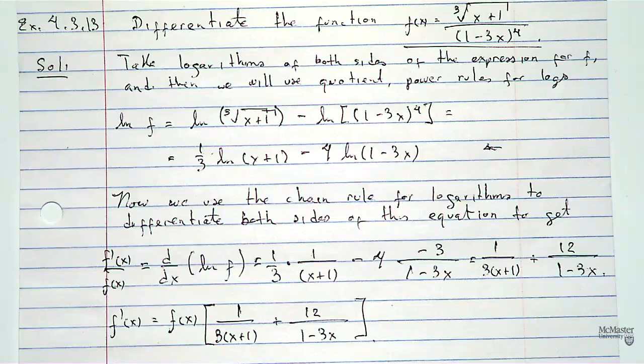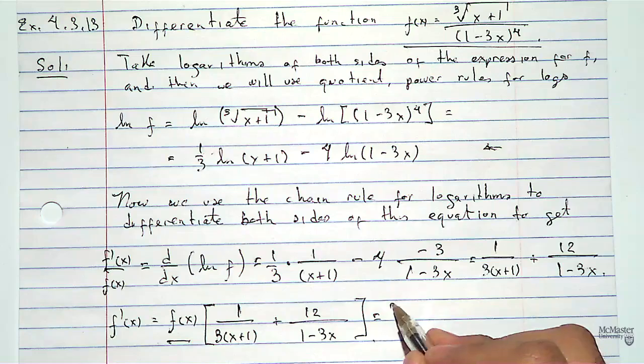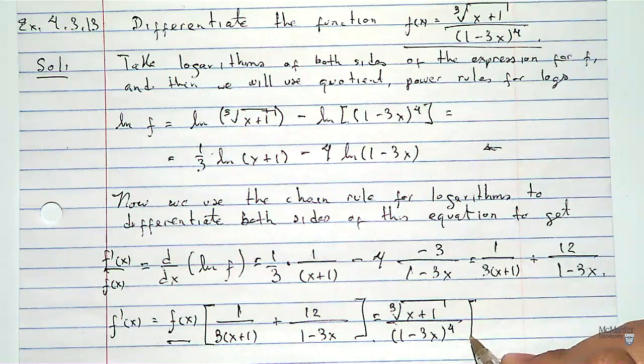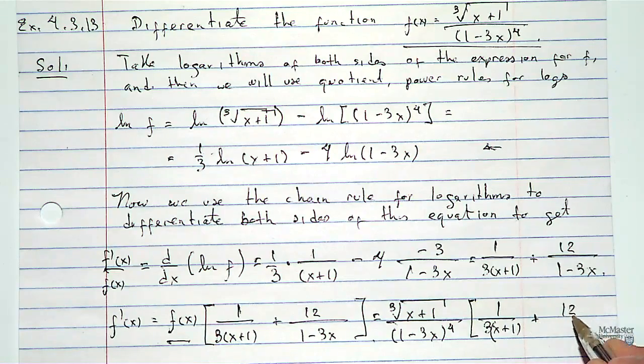So the final part of this exercise is simply to plug in what f was, which is cubic root of x plus 1 divided by 1 minus 3x to the 4th power, and then multiply by this expression, 1 over 3x plus 1, of course, with the 3 multiplying the whole x plus 1, times 12 divided by 1 minus 3. Okay?